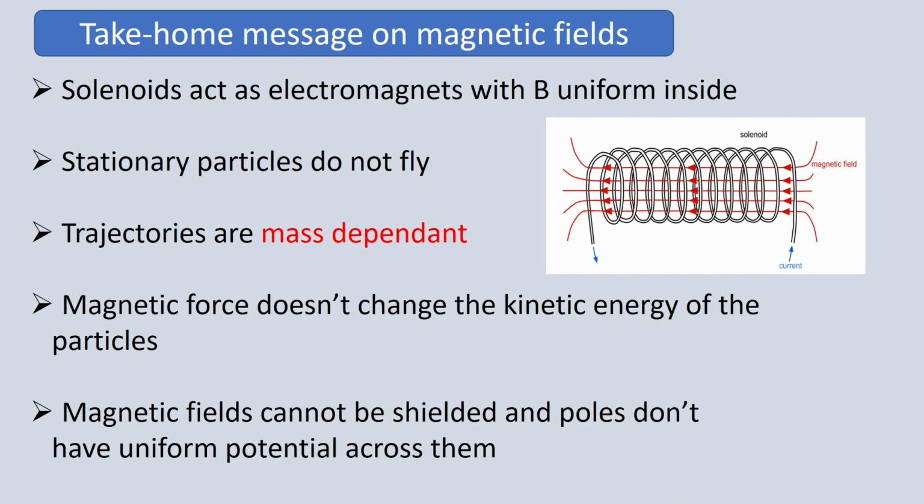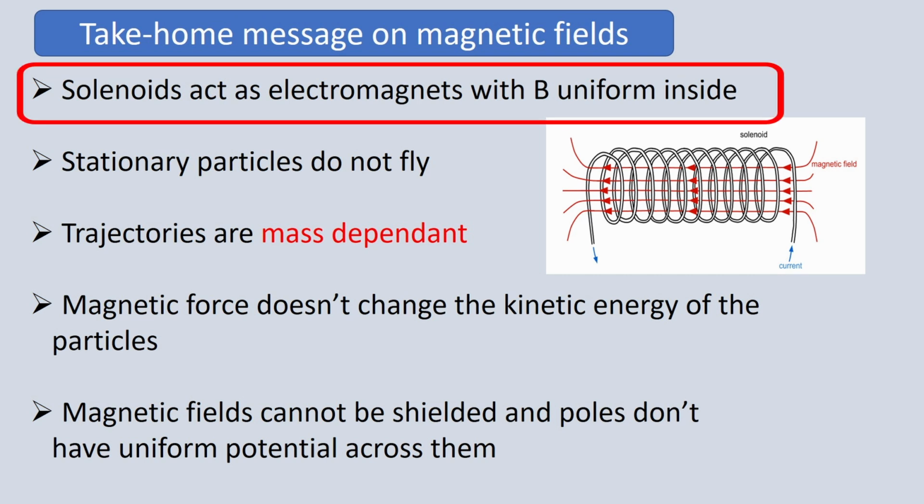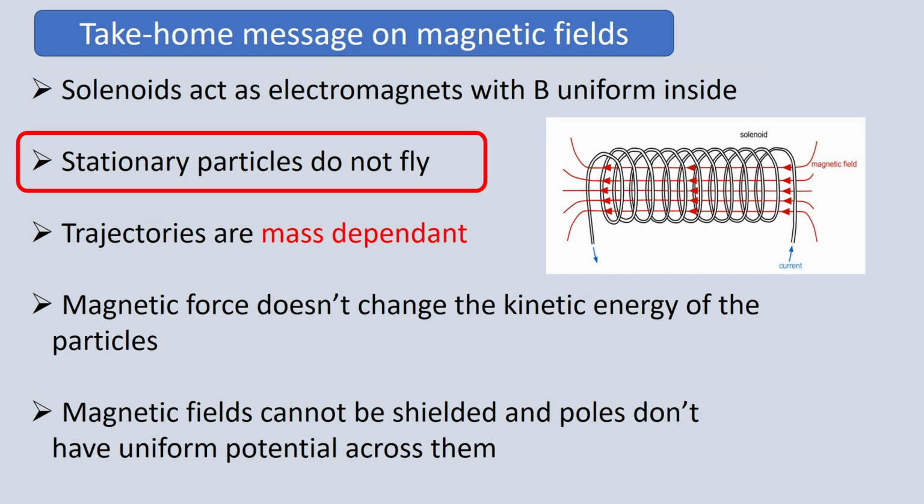Okay, it's time for me to conclude this video, and I just want to make a take-home message taking into account all the conclusions we have learned today. And the first thing is that a solenoid acts as an electromagnet with a uniform magnetic field inside. Then stationary particle doesn't fly. This is really important because remember that magnetic and electric fields arise from the same thing, so they arise from the electrical charge. But a magnetic field is linked to particles in movement and is a consequence of special relativity.